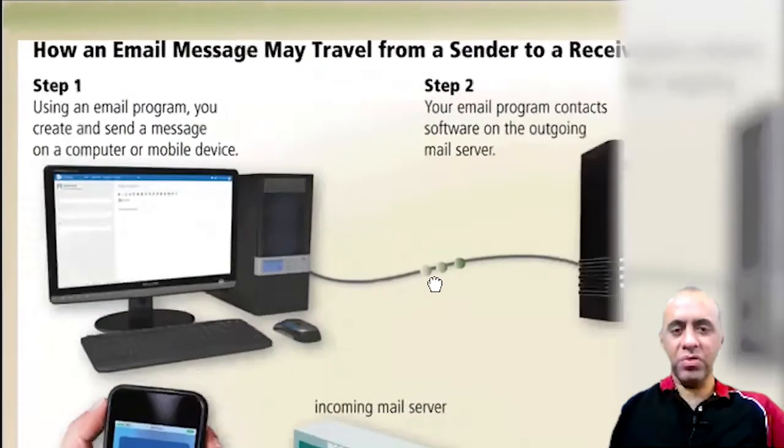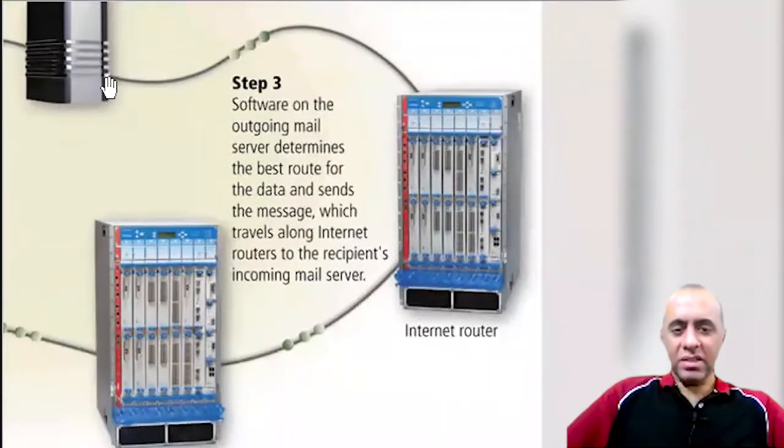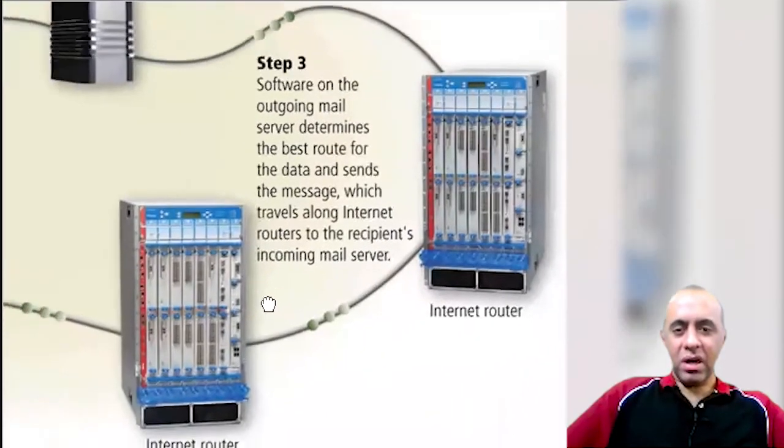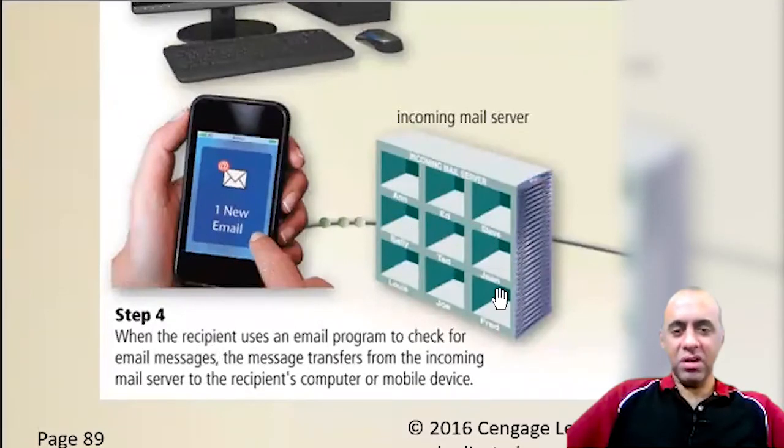You compose an email on your computer, you send it to your contacts using software on the outgoing mail server, and it is received by an internet router and another internet router, which passes it to the incoming mail server, which is the Gmail server, or you can say a remote computer somewhere. And then the recipient is notified by the mail server, and the user gets the email.